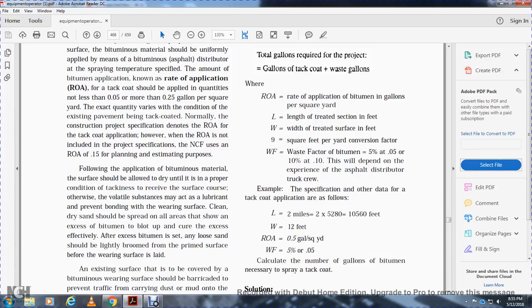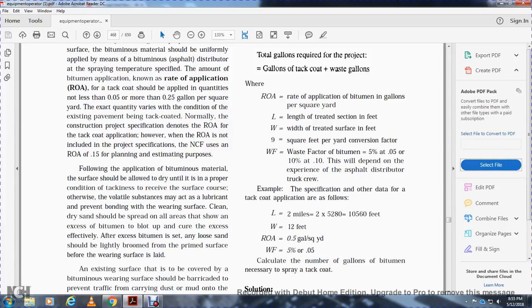Following application of the bituminous material, the surface is to be allowed to dry until the tack is in the proper condition to receive the surface course. Otherwise, volatile substances may act as a lubricant, preventing bonding of the wearing surface. Clean dry sand should be spread on all areas showing an excessive amount of bituminous material.